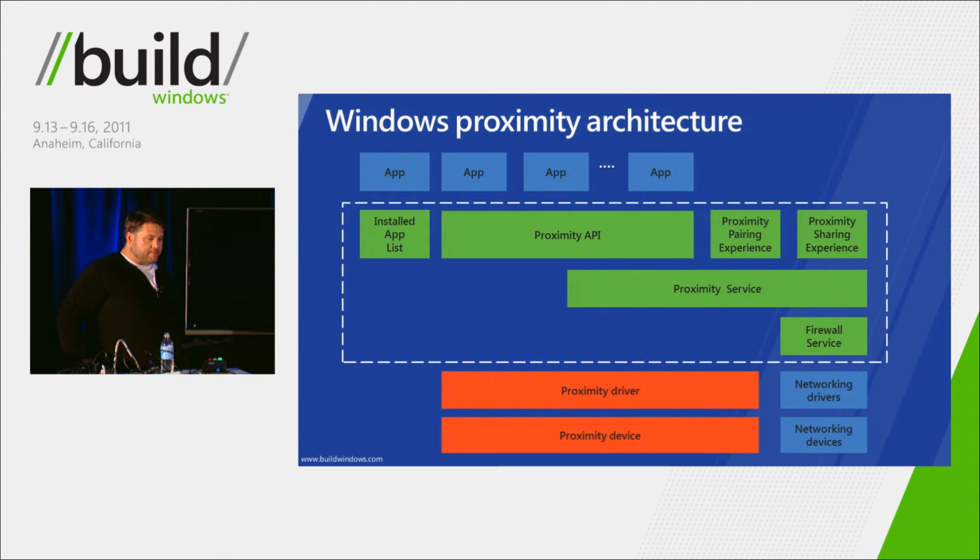When the app is deployed, it's made known to Windows in terms of an installed app list. And this is how we know about its identity and its availability in the system. Then we have a proximity API. And it's really between these two components that apps interact. In Windows, we have a pairing experience, which some of you may have seen earlier today. And it's a lot of words, but really what happens is you take a mouse and you tap it to the PC, and it just gets set up.